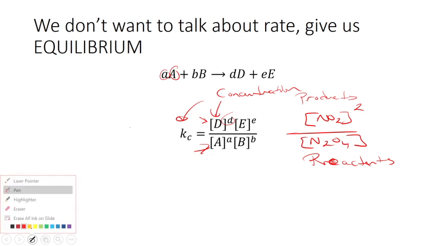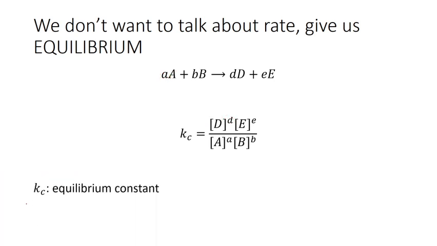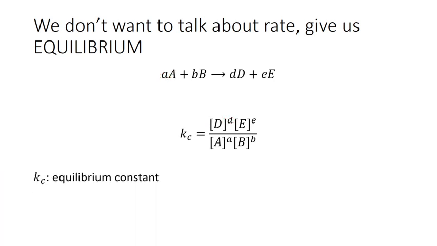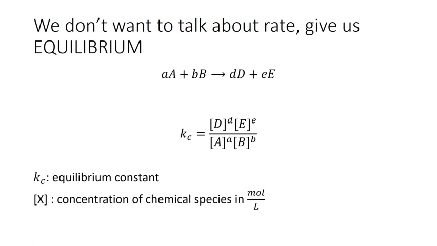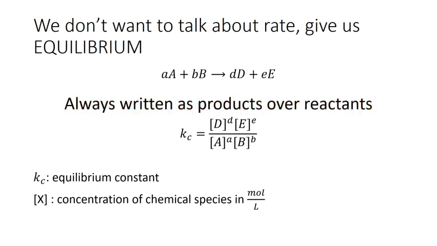In fact, you know what? Let's get rid of this and bring this up. K sub C is the equilibrium constant, and anything in the brackets is the concentration of the chemical species in moles per liter. This is how we always write it: always written as products over reactants. Don't forget that. Products over reactants. Always, always.